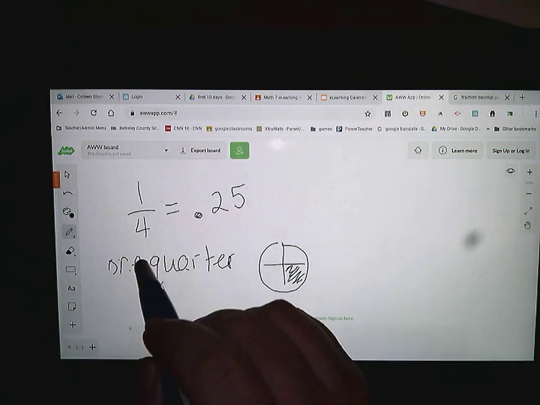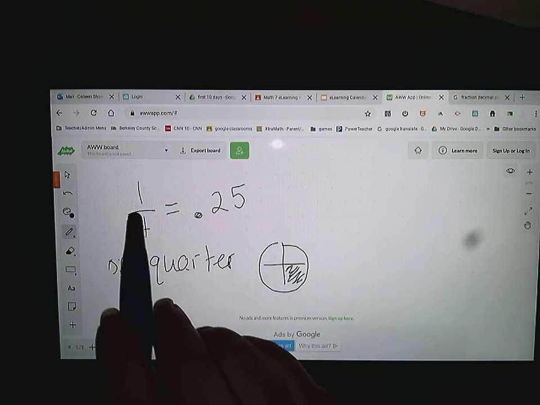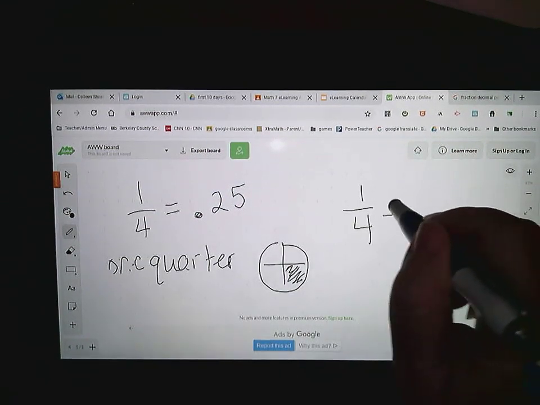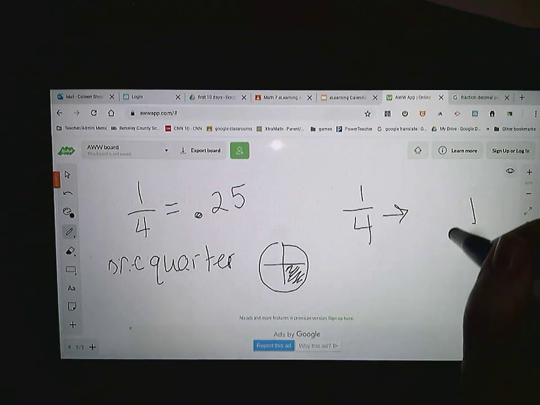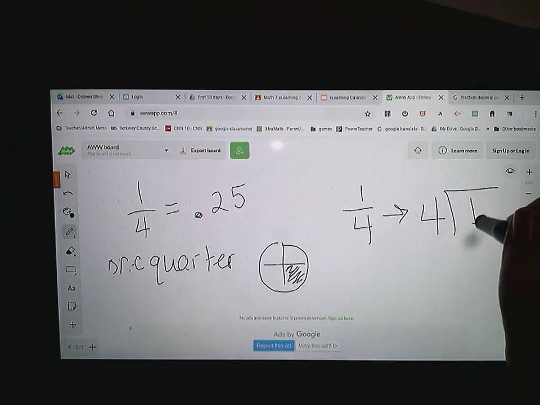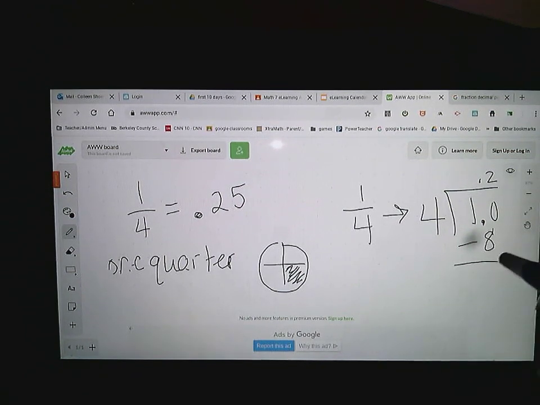How you get to that is by dividing. Remember that fraction bar also means division. I can take 1/4 and I can turn that into 1 divided by 4. And when I do that and I do the division, 2, 8, subtract, bring down. Remember, you can keep adding zeros after that decimal, it doesn't matter. Oops, I put the wrong number there. 5, that's where your 0.25 comes from.